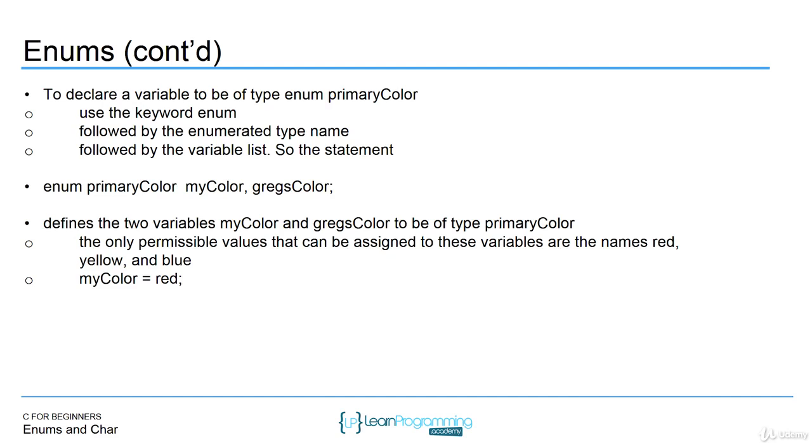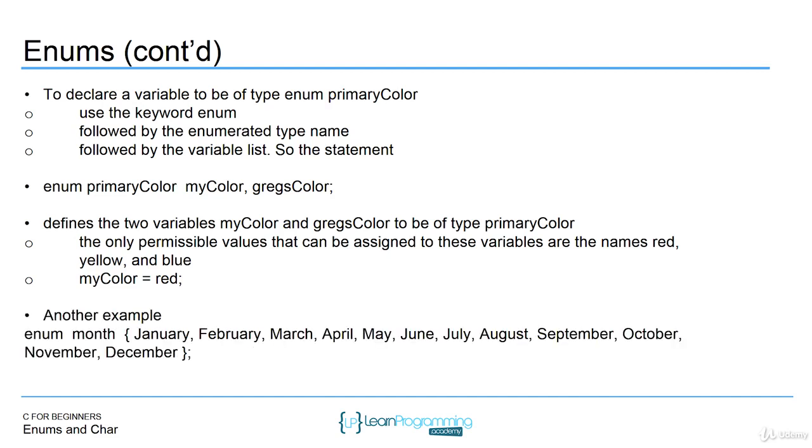So we could say myColor equals red, and that's perfectly valid. We could not say myColor equals green. That wouldn't work because those values aren't valid for that enum type. We couldn't say myColor equals Jason, because myColor can only contain the three values of the primaryColor enum type. So this is a very powerful data type because you're essentially defining your own data types that can contain only certain values.